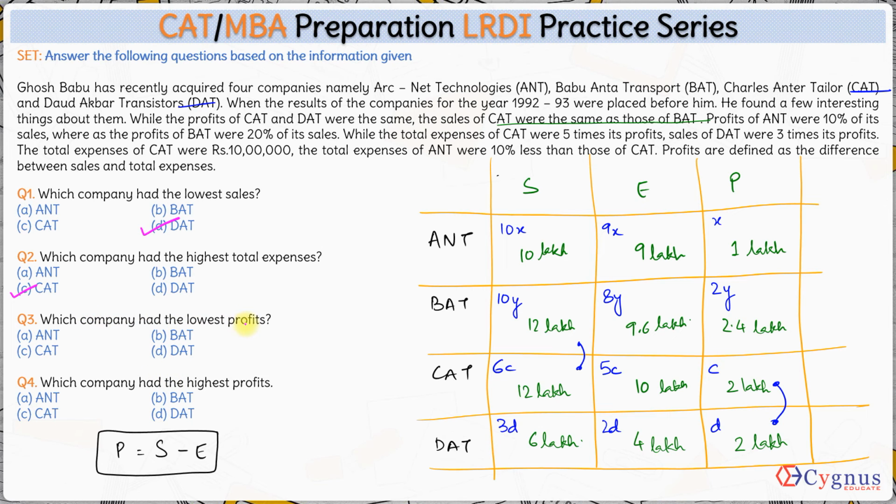Which company had the lowest profits? The lowest profit is for A&T, which is 1 lakh rupees. And which company had the highest profit? The highest profit is for BAT, which is 2.4. So this is BAT over here.